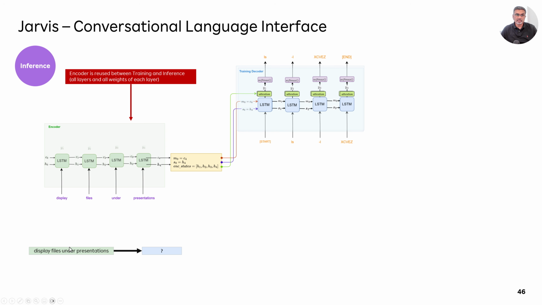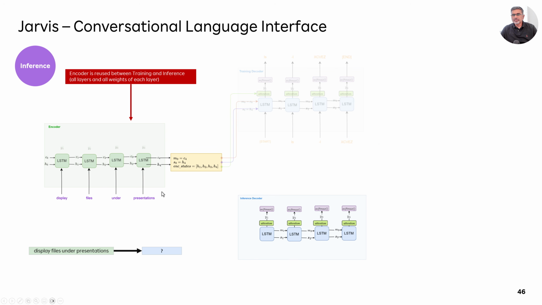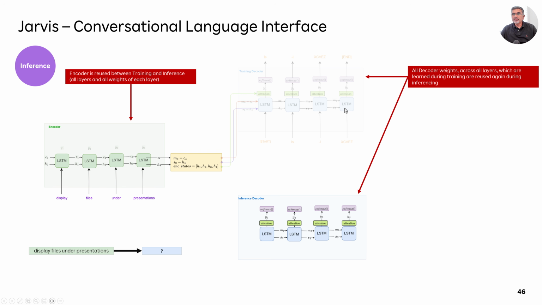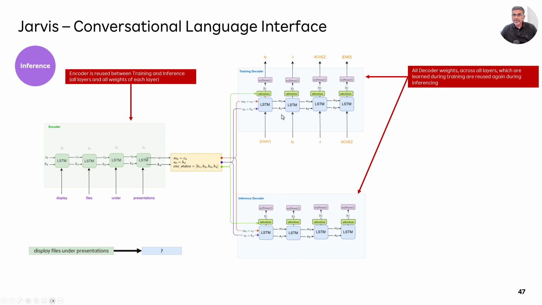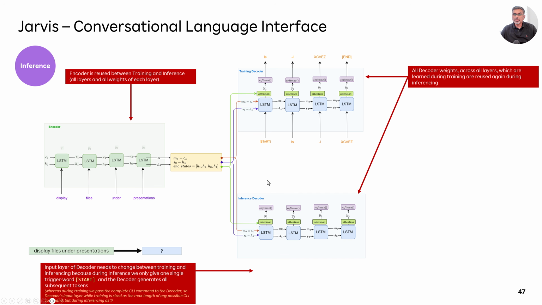To that, I'm going to pass the string that I'm giving during inference, "display files under this folder called presentations". Now, one change that we make during inference is, while we use all the weights of the decoder and pretty much all the layers as is, because we have trained the decoder, we are going to make a copy of all those layers, those weights and all that. And we are going to give it one trigger word, because obviously you do not know what the command is. You have to give it a trigger word so that the inferencing decoder can make the prediction. So the key thing to understand here, right?